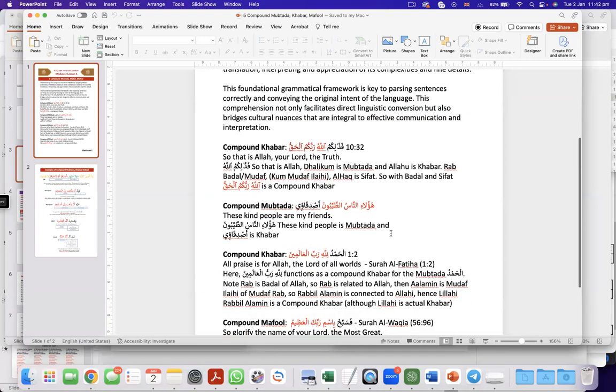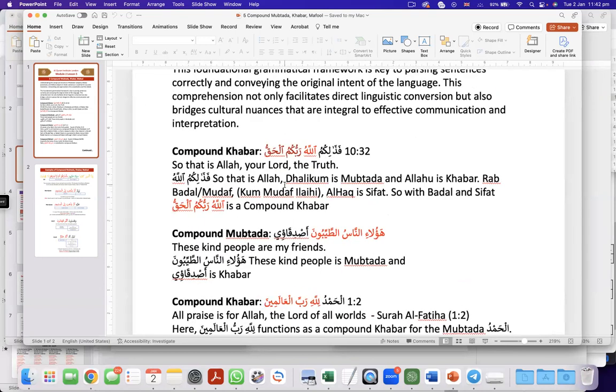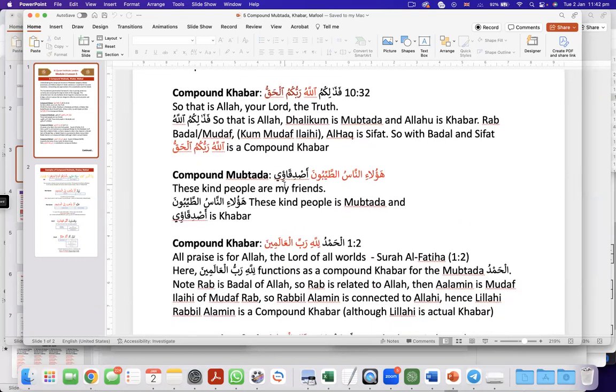This is nothing new to you, inshallah. You have seen this ayah before. Fazalikumullahu rabbukumul haq. Okay? Fazalikum, here, the meaning is, that is Allah, Zalikumullahu, that is Allah. Zalikum is Mubtada. Allahu is Khabar.